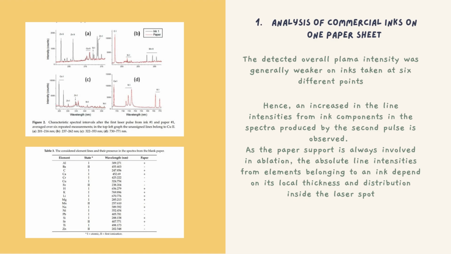The detected overall plasma intensity was generally weaker on inks. Therefore, it is observed that an increase in the line intensities from ink components in the spectra produced the second laser pulse, which is at the fixed position, which mainly ablated the paper beside the residual ink layer.